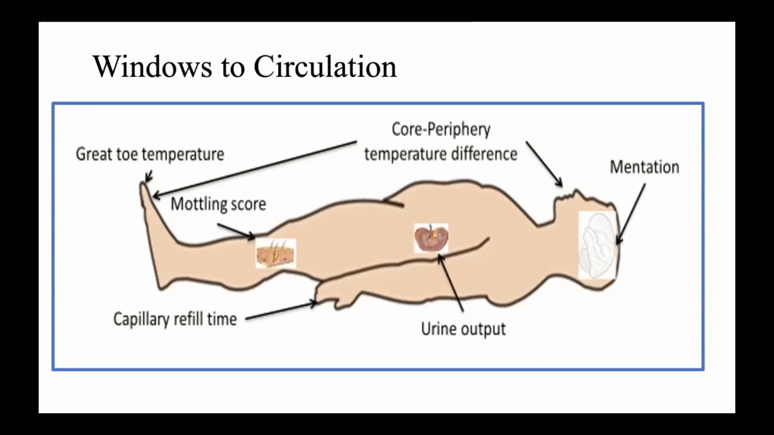You can look at the mottling score or the skin color changes around the knee and capillary refill time, and urine output has been termed as the poor man's cardiac output.